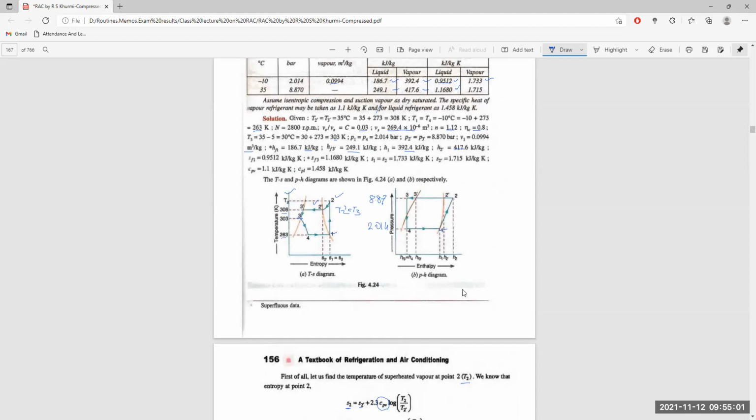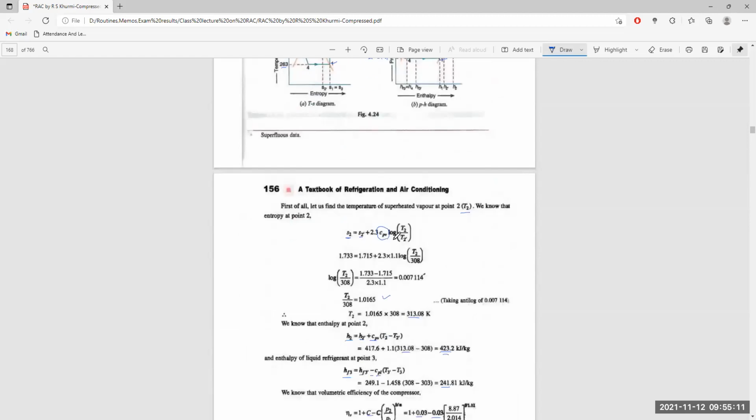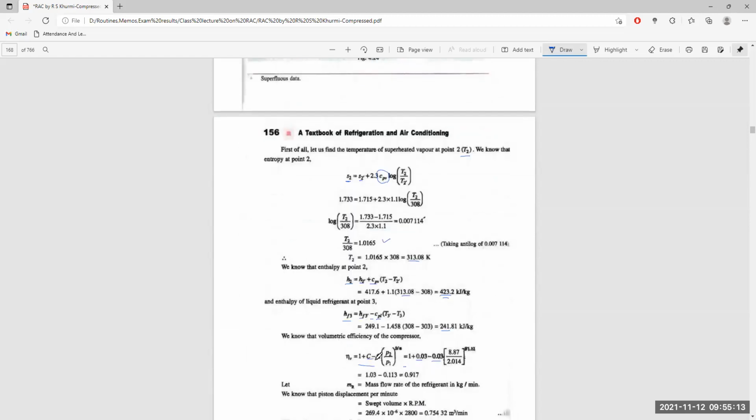That is the ratio of swept volume as well as compression value. The clearance volume and swept volume ratio is equal to C, 1 plus C minus C into P2 minus P1. That is the pressure rise, lower pressure P1 at the entrance of the compressor, pressure P2 at the exit of the compressor, multiplied by 1 by N.